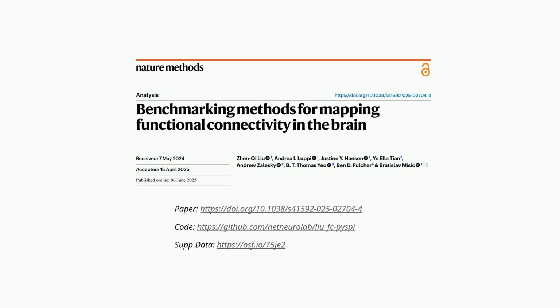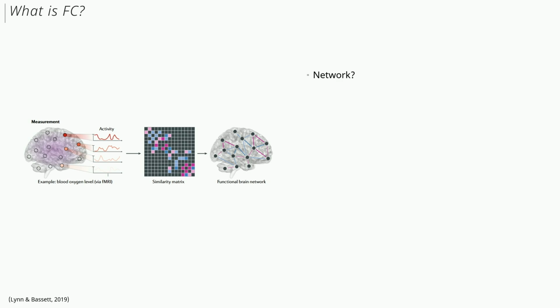This talk is based on a recently published paper. You can find the relevant code and data on GitHub. I'll start by asking: what is functional connectivity? Most people from my generation probably first learned it as brain networks, where the brain is somehow acting as a network, with structural and functional networks. However, this first impression might also lead to biases.